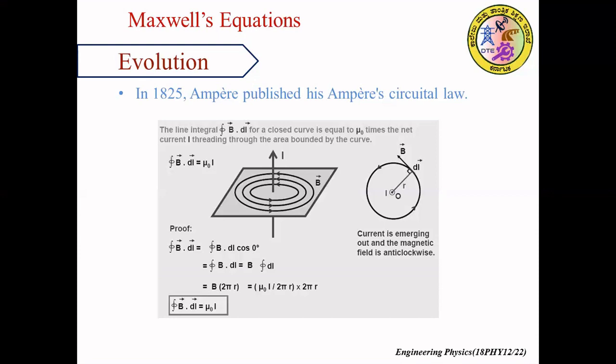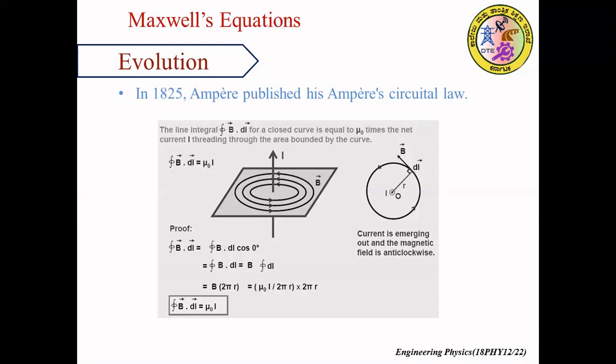I repeat once again, Ampere circuital law helps us to find the total magnetic field generated around a current carrying conductor. The total magnetic field generated will be equal to mu naught times the strength of the current flowing through the conductor. If I is the strength of the current, then the total magnetic field is equal to mu naught times I. The total magnetic field can be described for circular loops.